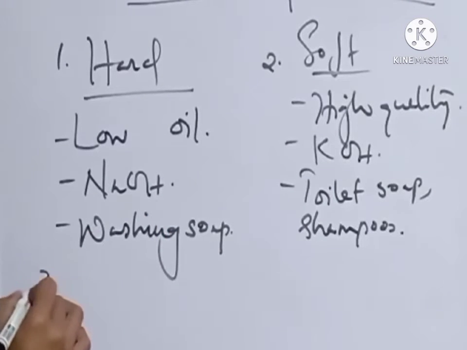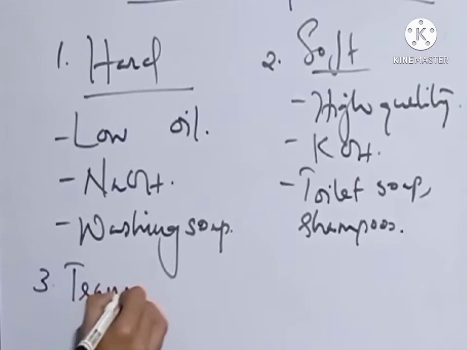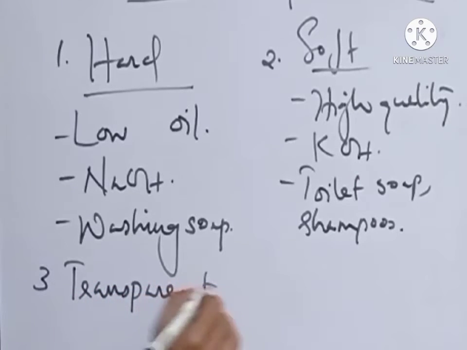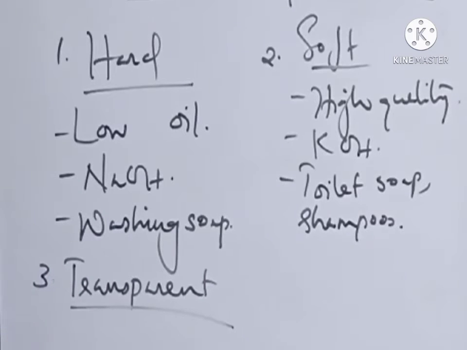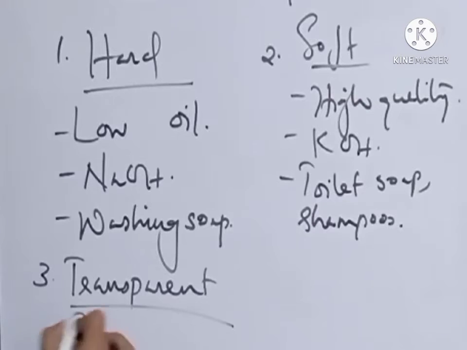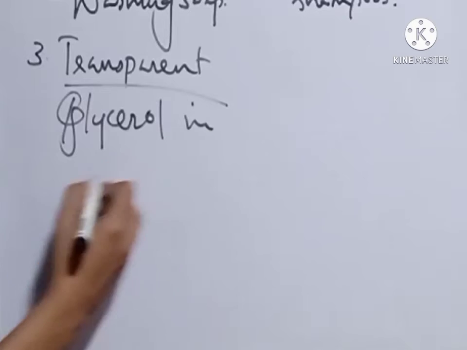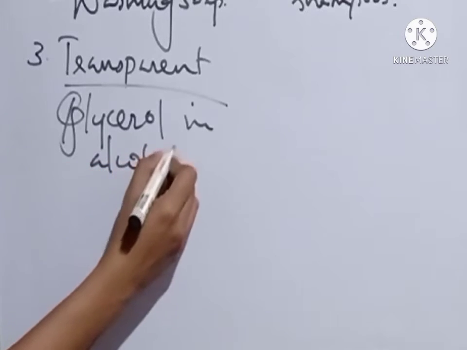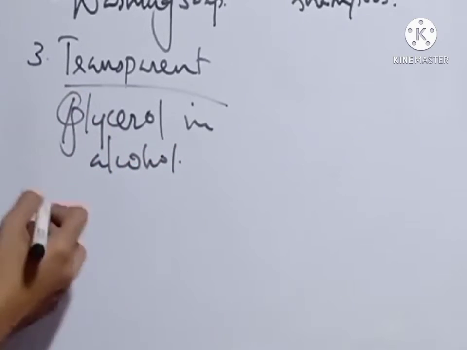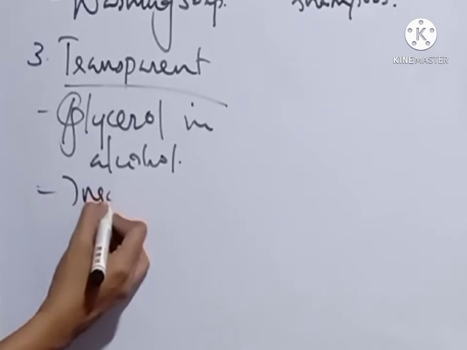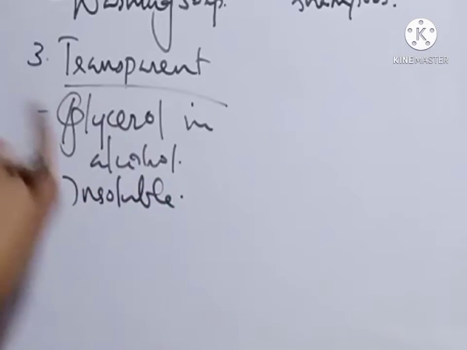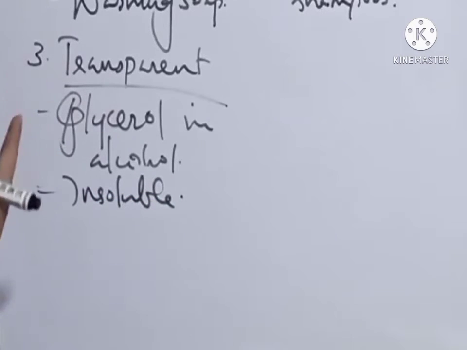Then the third one is transparent soap. So these soaps have a transparent nature, and in transparent soap, glycerol in alcohol is used for the preparation of transparent soap, and the insoluble part in the soap is filtered off during the preparation process. That is why these soaps appear as transparent soap.